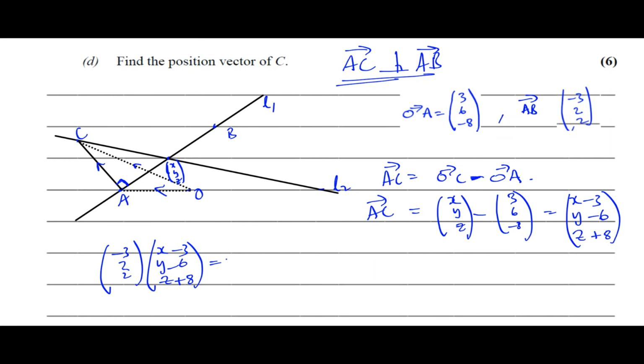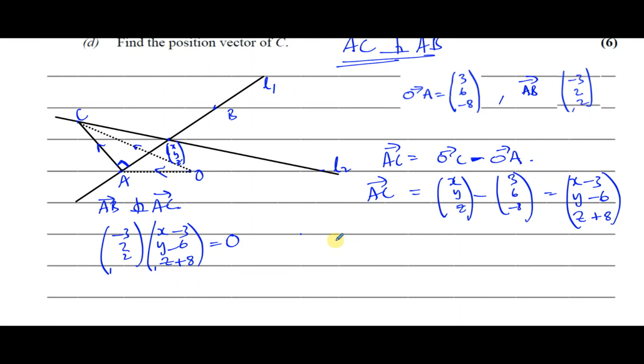That will give me some equations now to deal with. The dot product of that is 0, so I can now multiply these out. That will give us minus 3 times X minus 3, plus 2 times Y minus 6, plus 2 times Z plus 8. And all of that will give us 0. The dot product of these two must be 0 because these two are perpendicular to each other.